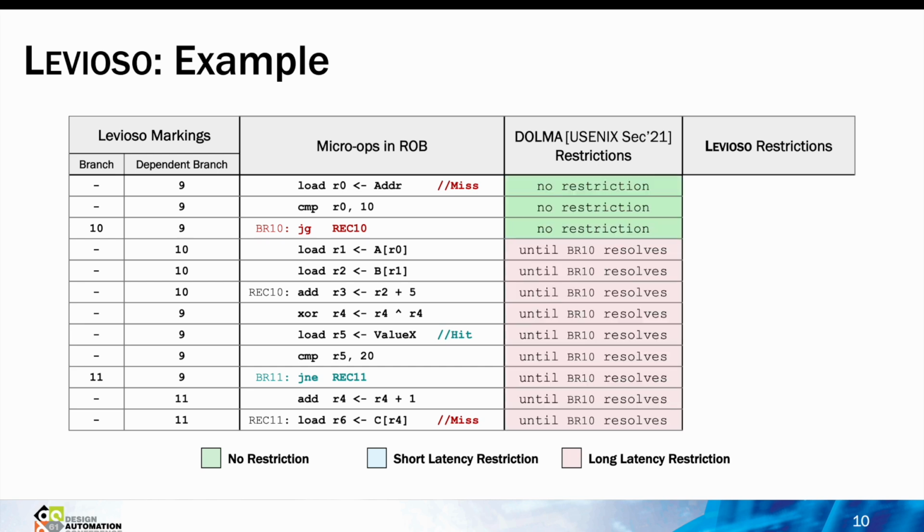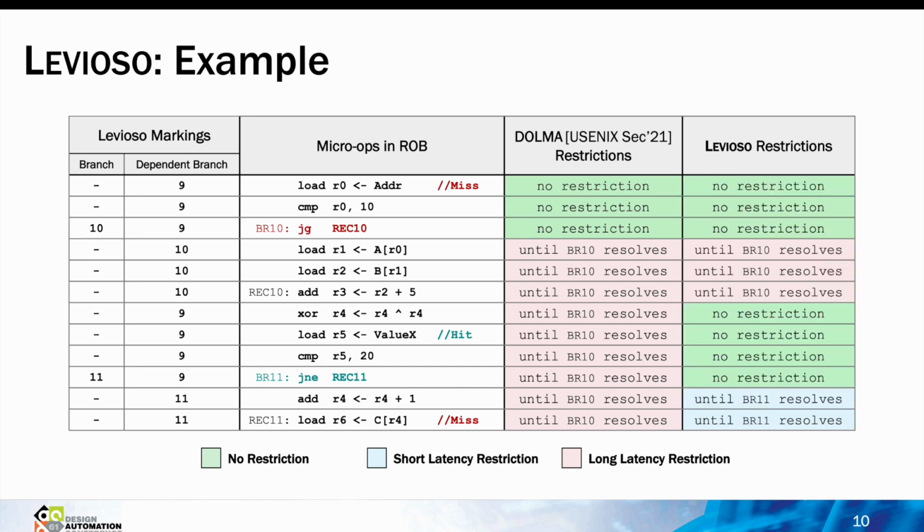Since Dolma doesn't have compiler level information, it restricts execution for all instructions after the branch BR10 until the branch resolves. However, Levioso only restricts execution for the instructions that are truly dependent on BR10, which in this example are only 3 instructions. This means the independent instructions are allowed to execute and potentially improve memory level parallelism for the subsequent long latency memory accesses if they are independent from the unresolved branches. In this example, the last load in the code is such a long latency load that we discussed, and that load will be issued earlier in Levioso compared to Dolma.